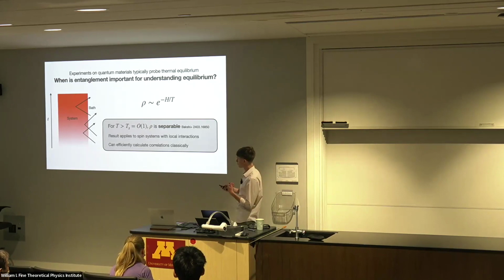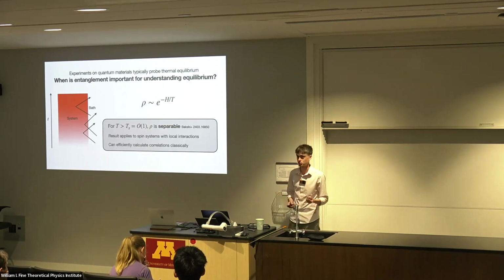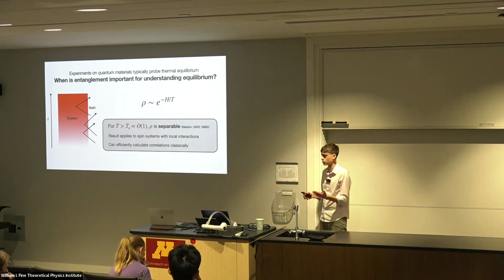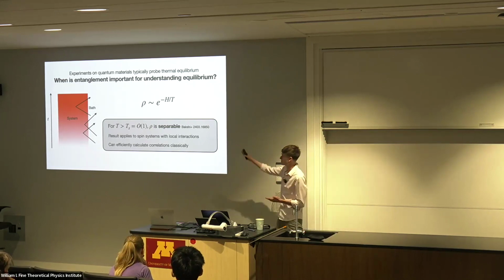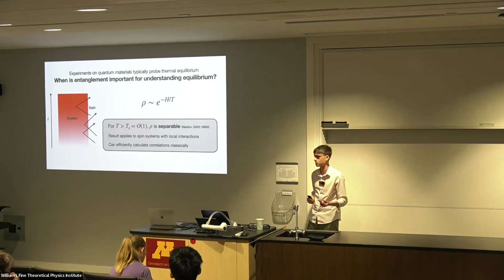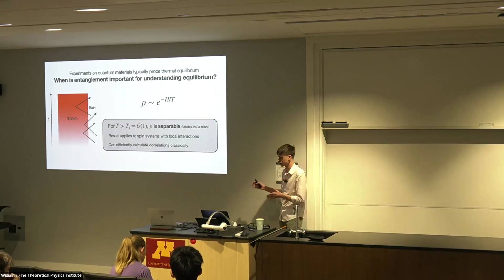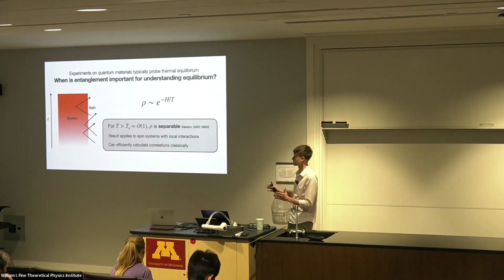So what's very striking about this result is not only that there's no entanglement, but also that at these high temperatures, you can efficiently calculate all correlation functions in these thermal states, okay? So this is actually how they show that there's no entanglement. They show that there is an efficient classical Monte Carlo algorithm that allows you to compute correlation functions, okay? So there's no entanglement at high temperatures.